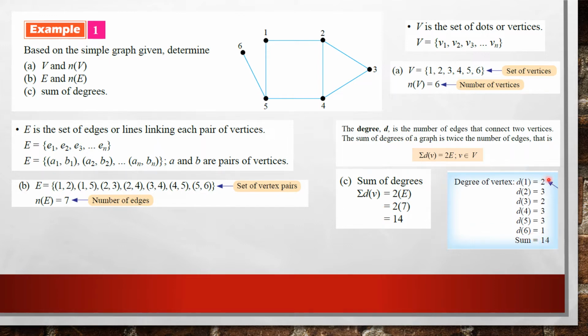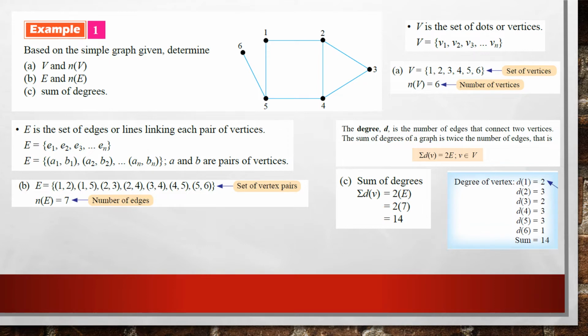So you sum everything: 2 plus 3, 5, plus 2, 7, plus 3, 10, plus 3, 13, and plus 1, 14. So the sum of degrees, you will get 14. Either you can use 2 times E, 2 times 7, or you calculate one by one.